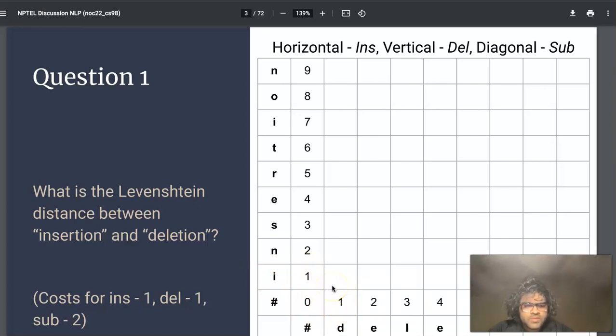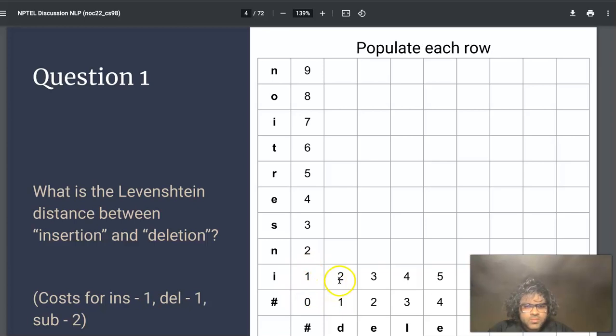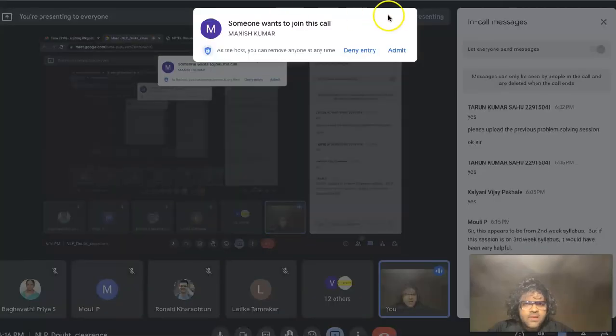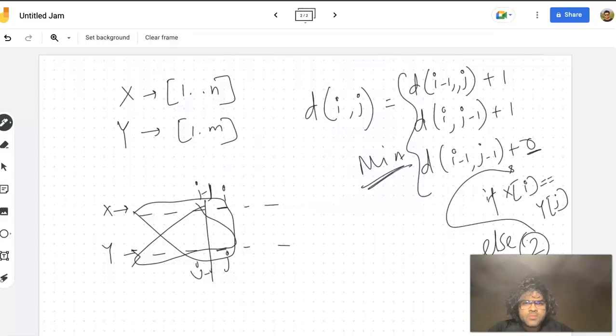So the minimum of this thing will be 2. So in this way we'll go forward and calculate the values. Okay, so this is a big problem. So I just request you to go do this thing.